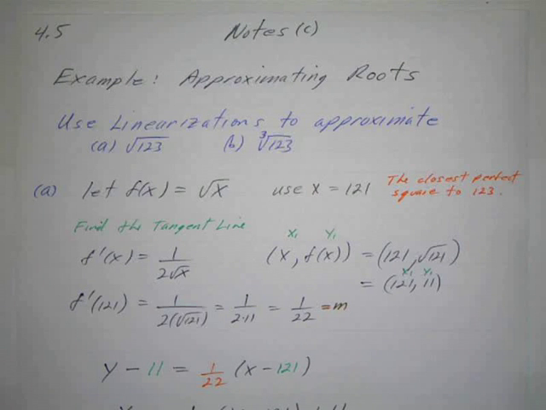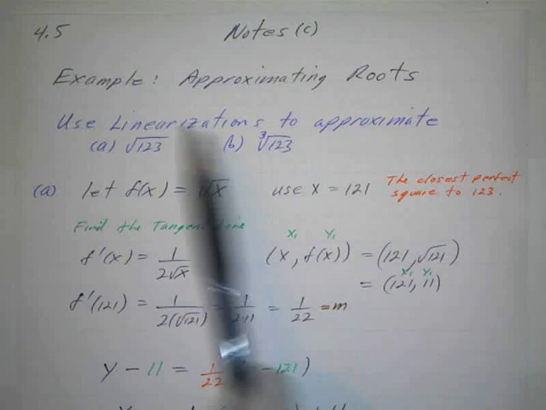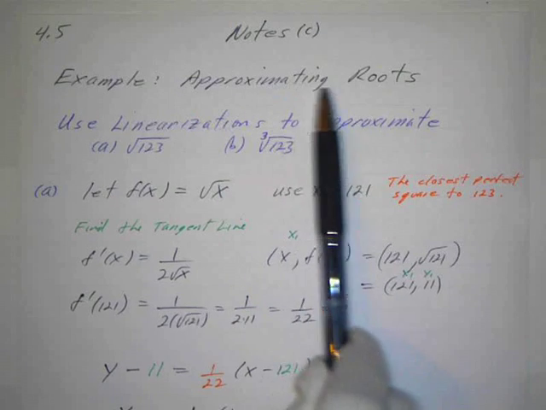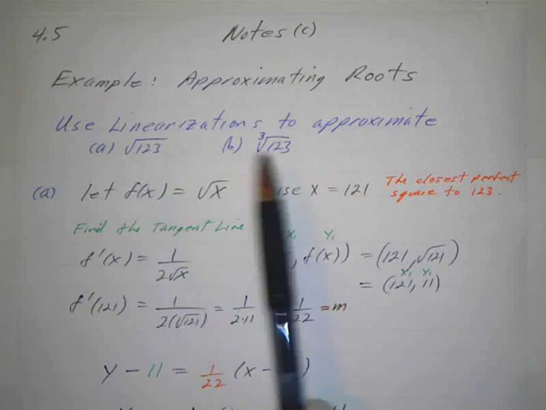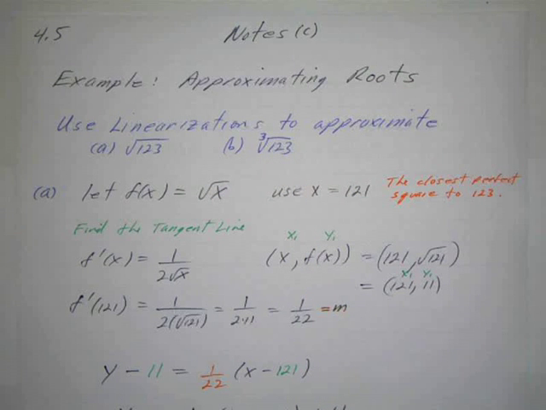Okay, the first one we're going to take a look at is approximating roots, and we're going to use the linearizations to approximate the square root of 123 and the cube root of 123. So hopefully that'll be relatively straightforward. So let's take a look at this one.